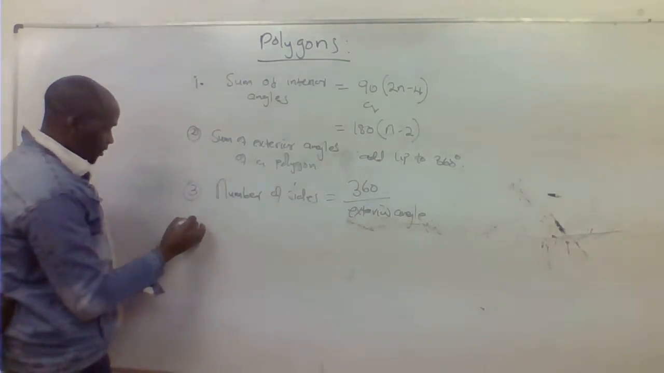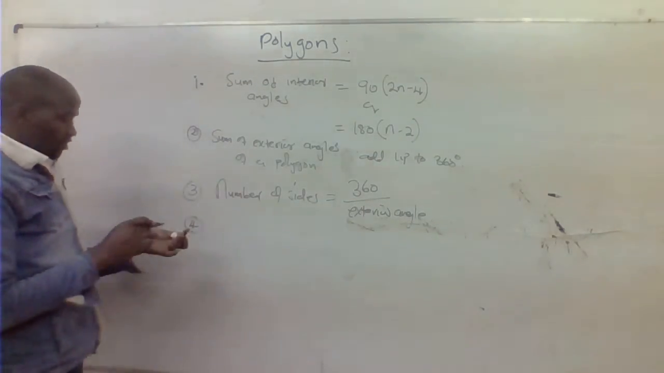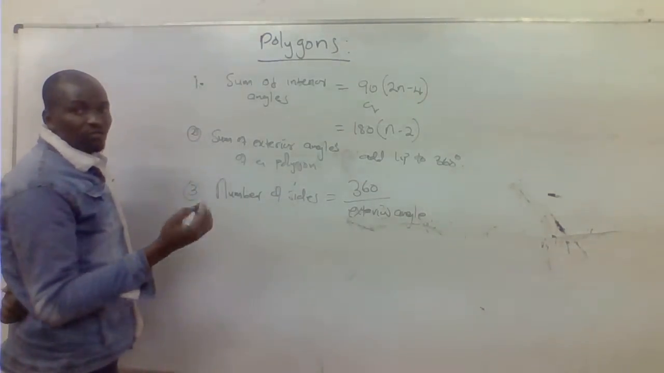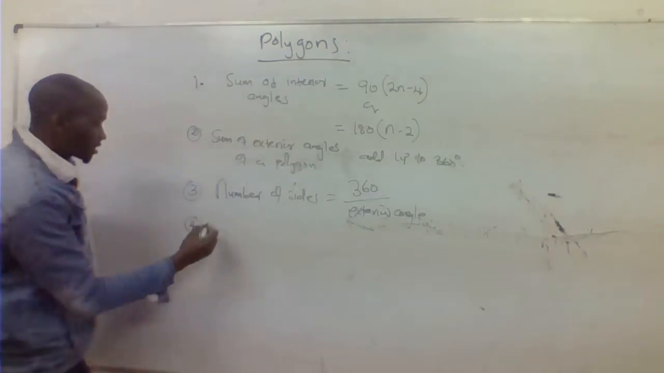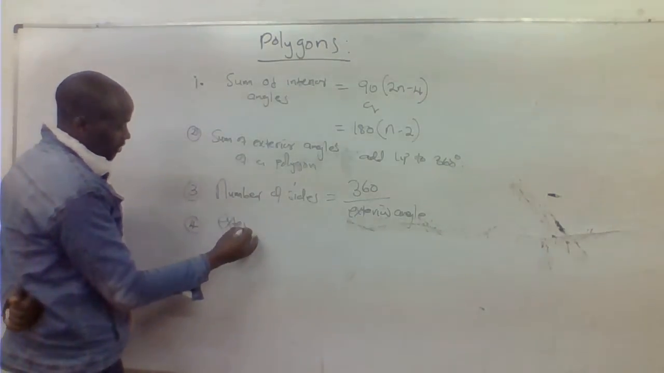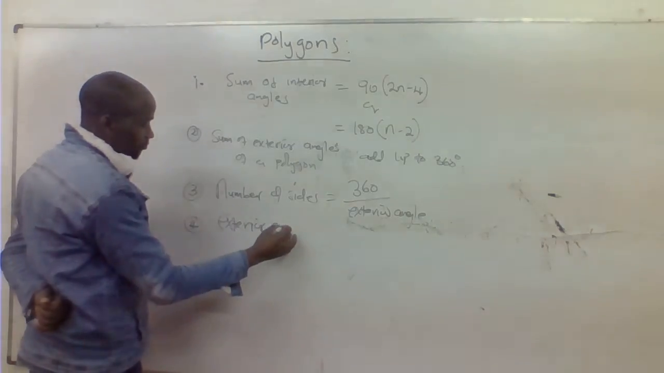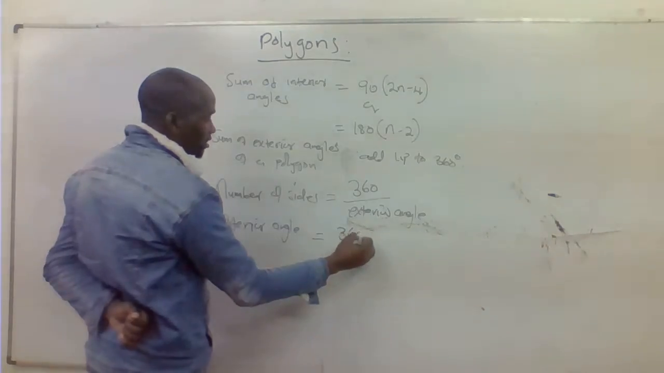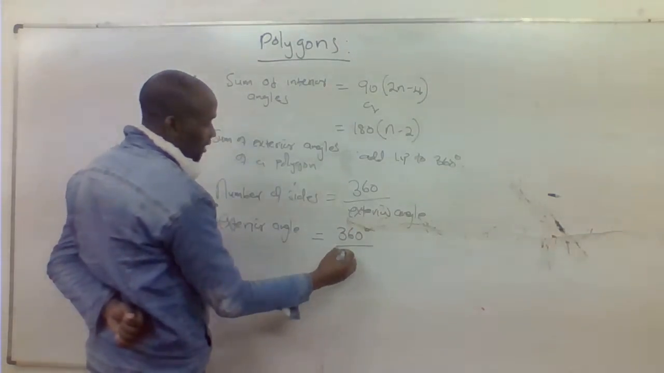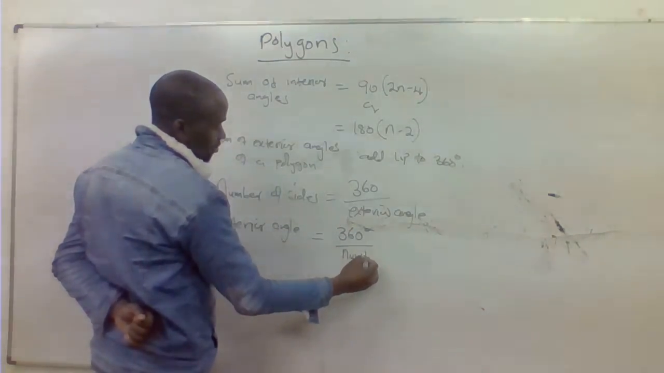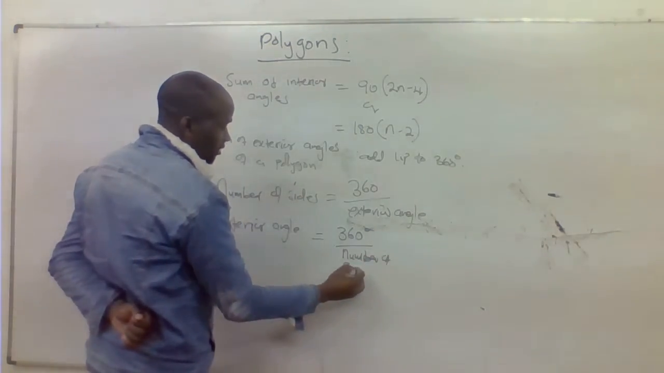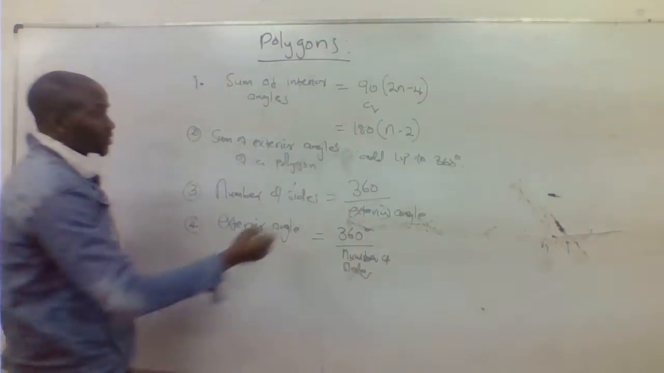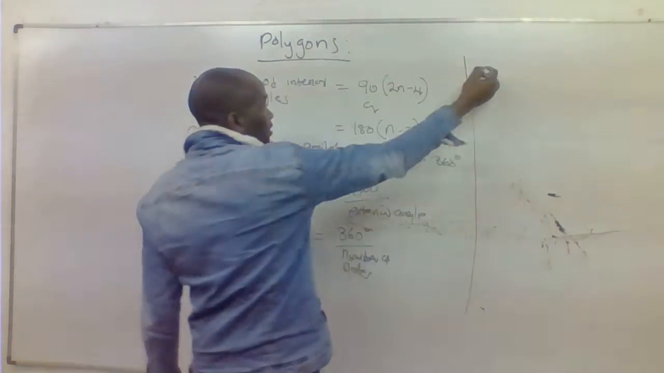Point number 4 that you need to know to solve any question on polygons is how to get the exterior angle if you know the number of sides. So the exterior angle can be obtained by taking 360 degrees divided by the number of sides. Then the last concept that you need to know, that is number 5.